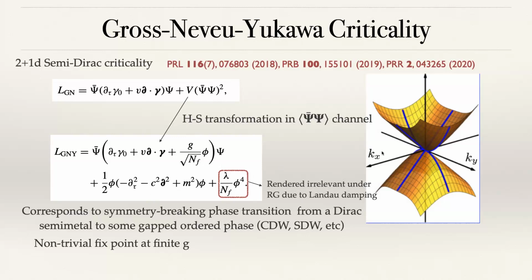And what the Gross-Neveu-Yukawa criticality gives you is just that there's a non-trivial fixed point at non-zero g, which is the Yukawa coupling strength. I'd say it's a typical example of a fermion-induced quantum criticality. The exact form of this Yukawa coupling is determined by which order you might have. So for example, for charge density wave, you will just have a diagonal sigma z coupling on sublattices. But for spin density wave, then you will have a Heisenberg-like coupling.